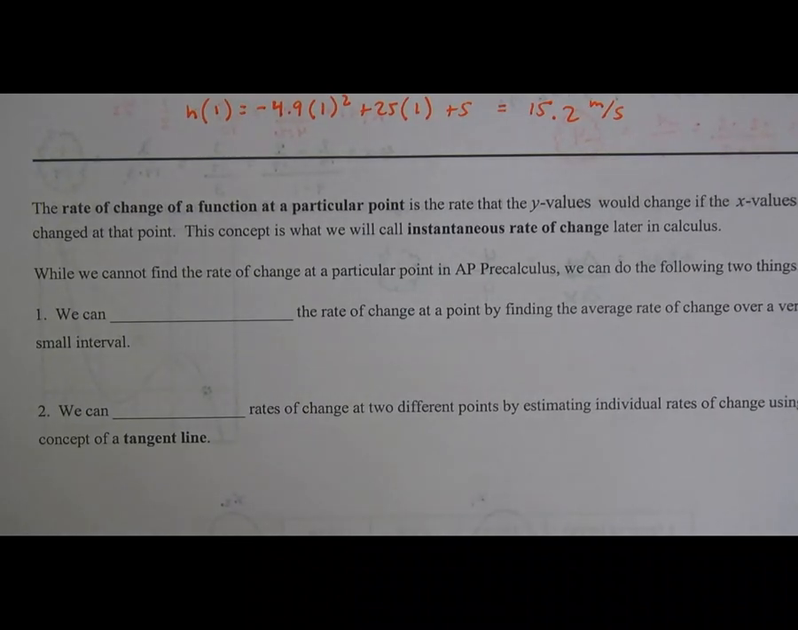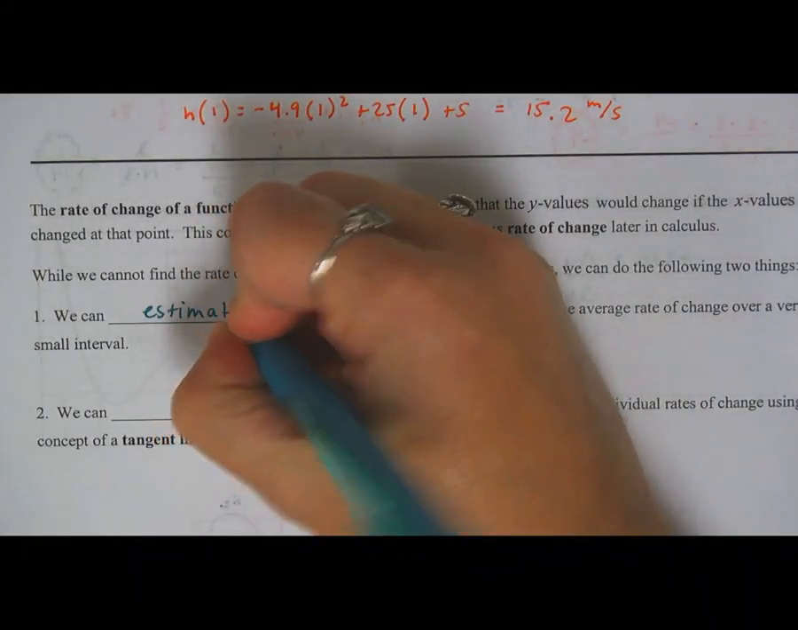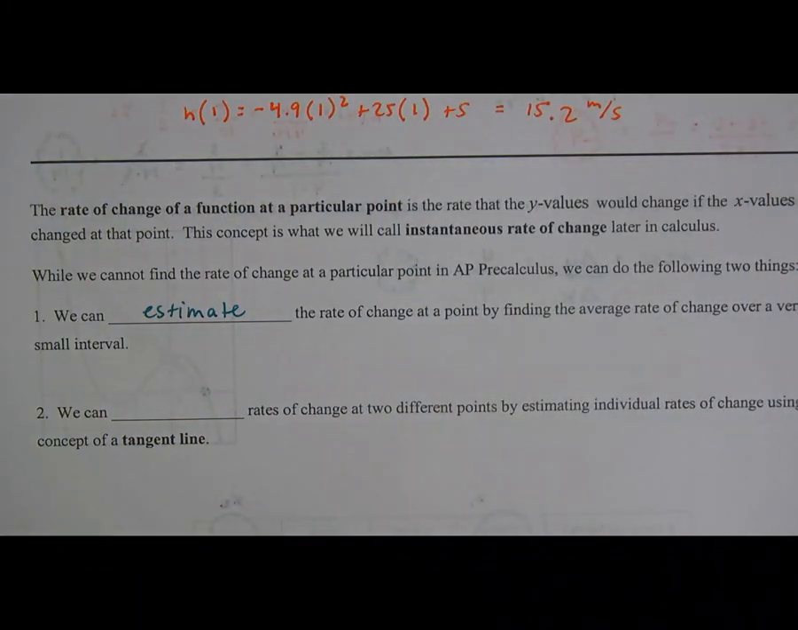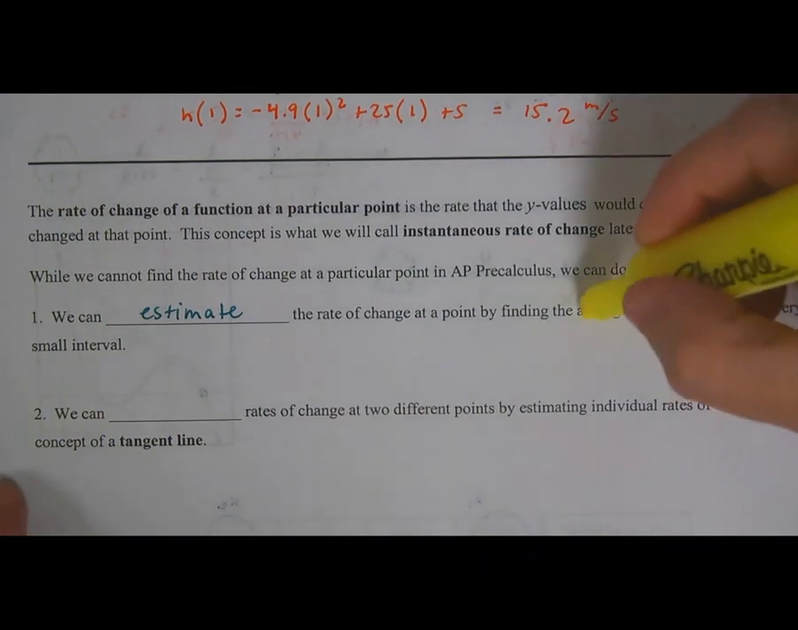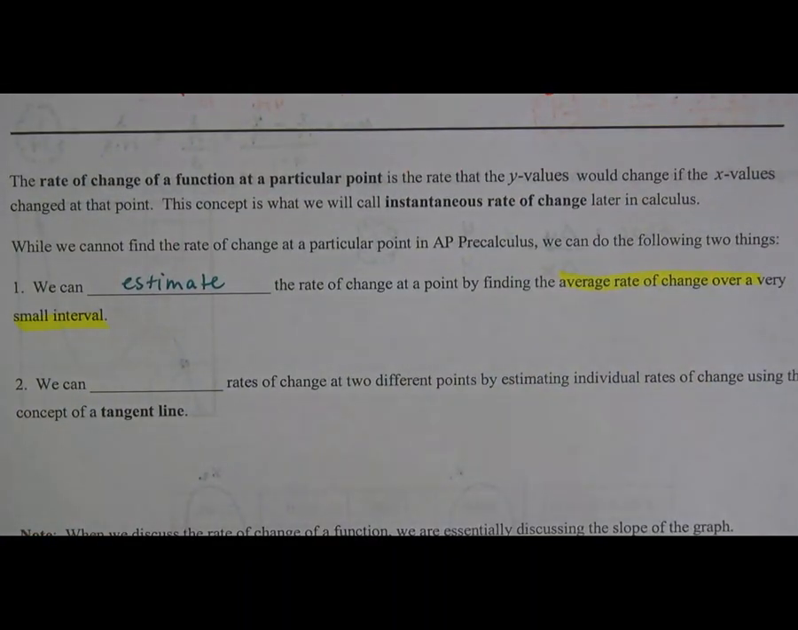This concept is what we call instantaneous rate of change later on in calculus. Now, we can't find the rate of change at a particular point in pre-cal, but we can do one of two things. We can estimate what we just did up there. We can estimate the rate of change at a point by finding the average rate of change over a very small interval. That's one option, and it's pretty tedious.